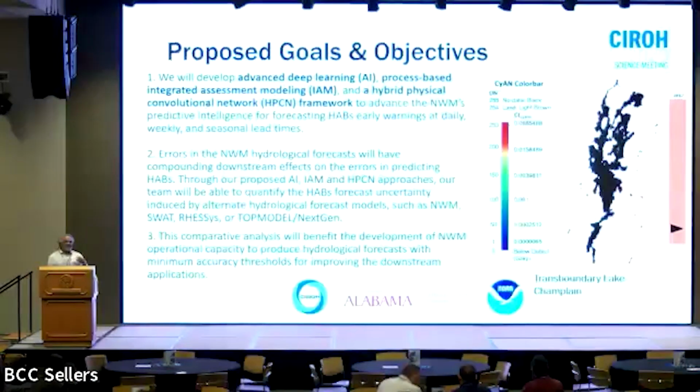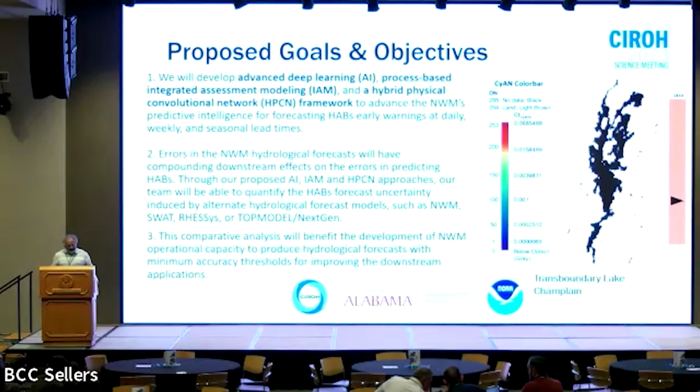But a lot of work needs to be done in advancing the forecast of these systems at daily, weekly, and monthly scales. So our goal is to develop advanced deep learning, especially transformers, that we are applying to understand and forecast at these lead times. We're also using process-based integrated assessment models and a hybrid physics-based integrated assessment model with a convolutional network, to be developed in years 2 and 3 of this project.